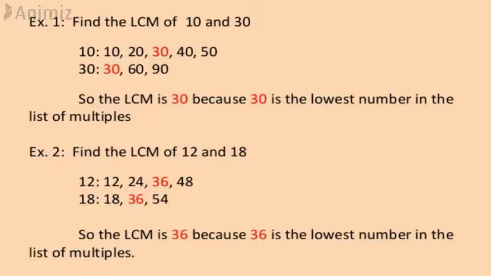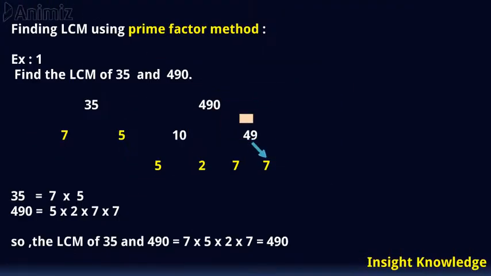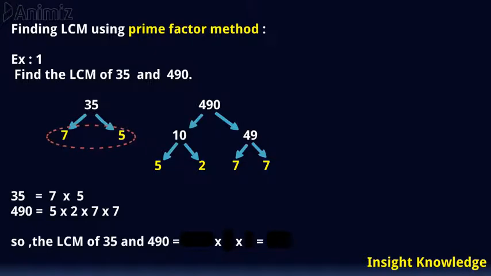Okay. You got it? The next method we are going to use to find LCM is the prime factor method. Here, straight away go to the example. What is example 1? Find the LCM of 35 and 490. Let's take numbers one by one. Let's take the number 35 first. What are the factors of 35? 7 times 5 is 35. So 7 and 5 are the factors of 35, right?